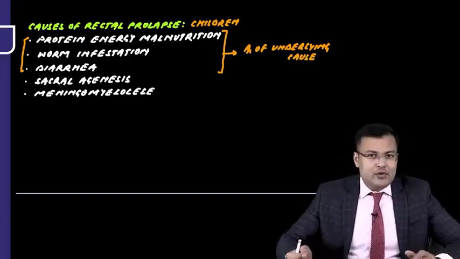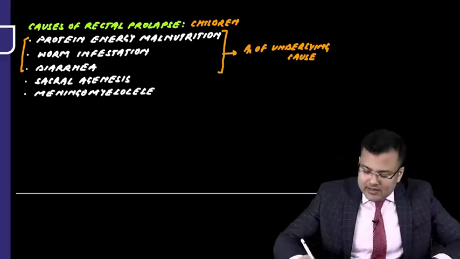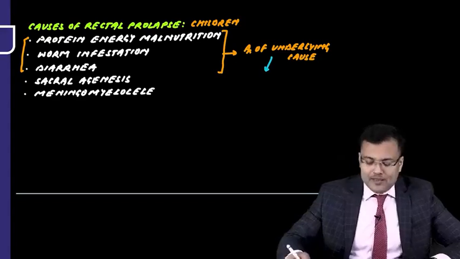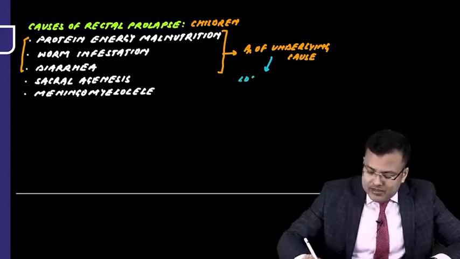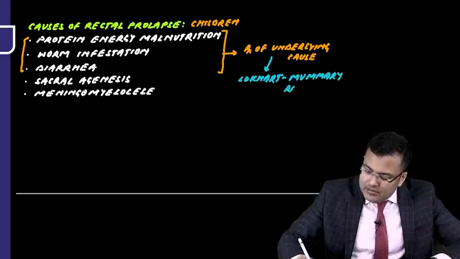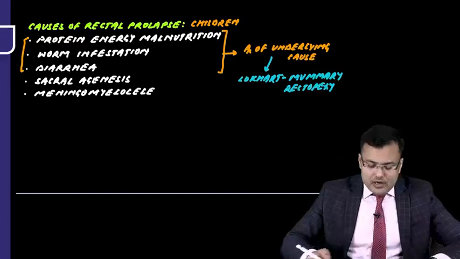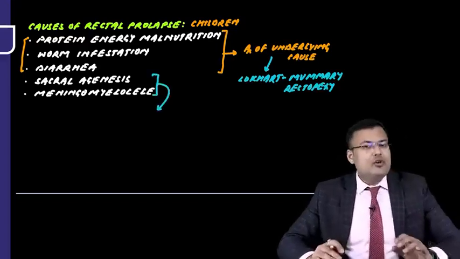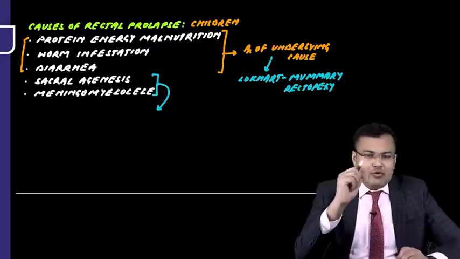Imagine even after treatment of underlying cause, there is no improvement. In these cases, we go for rectopexy. And what is the name of that rectopexy? Here we go for Lockhart-Mummery rectopexy. Clear? Now, if a patient is having sacral agenesis, or meningomyelocele, these patients have poor prognosis.